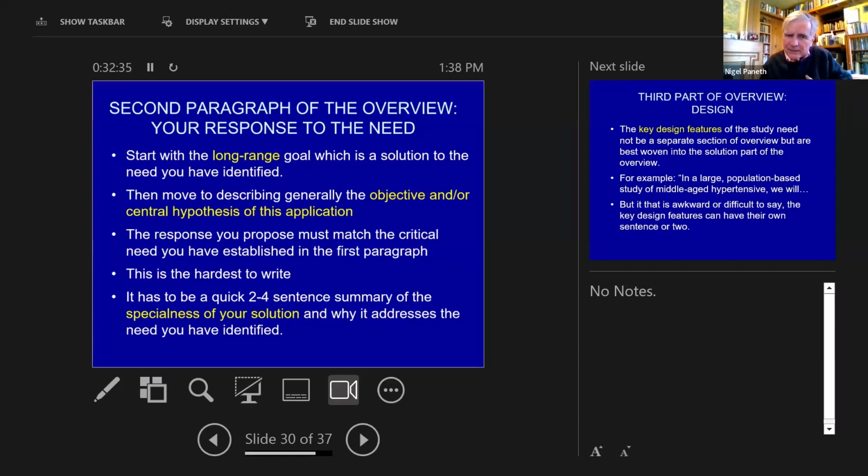Sometimes I find this the hardest to write: to simply describe how your approach is going to be a good, special, new, useful approach. What's special about it? You have to work very hard to get there. It's usually a couple of sentences, not much more than that.